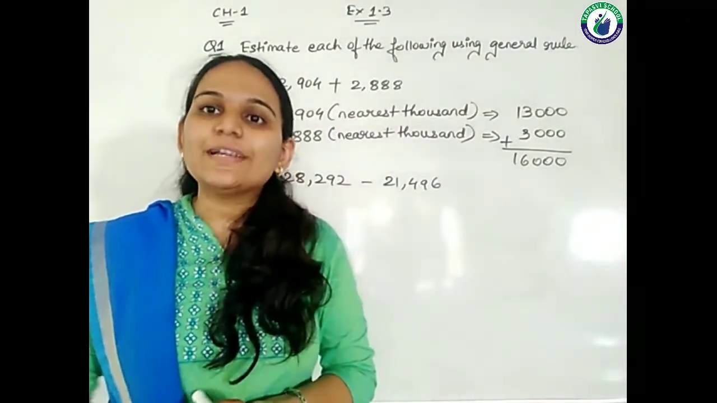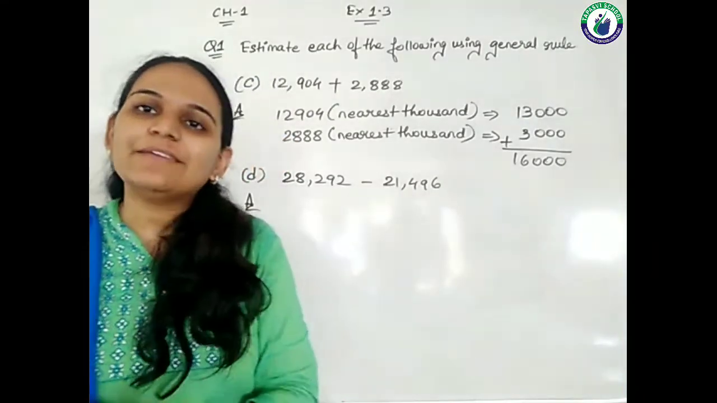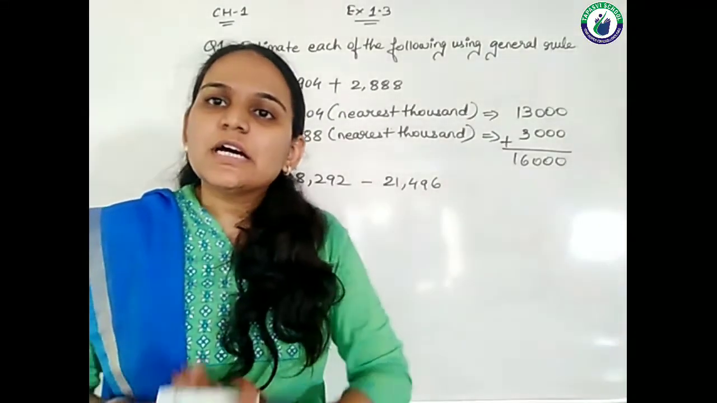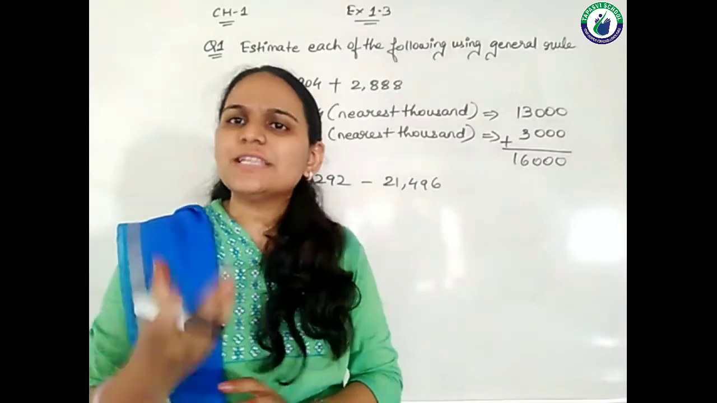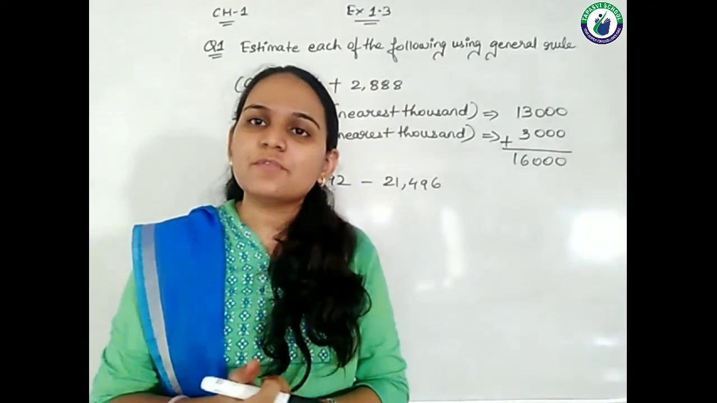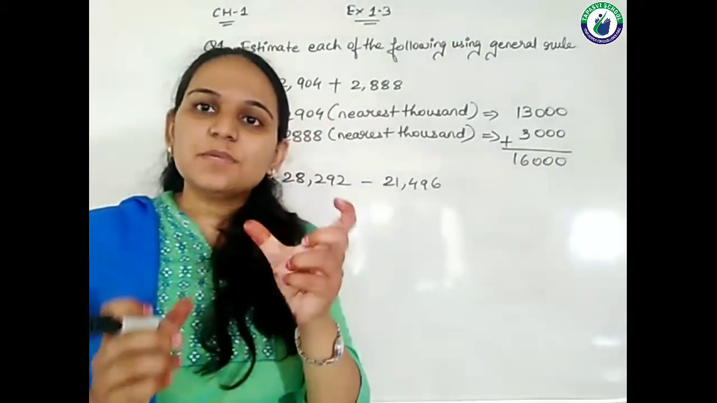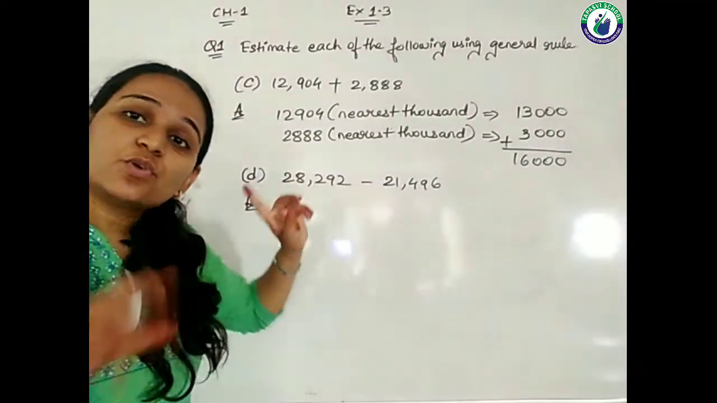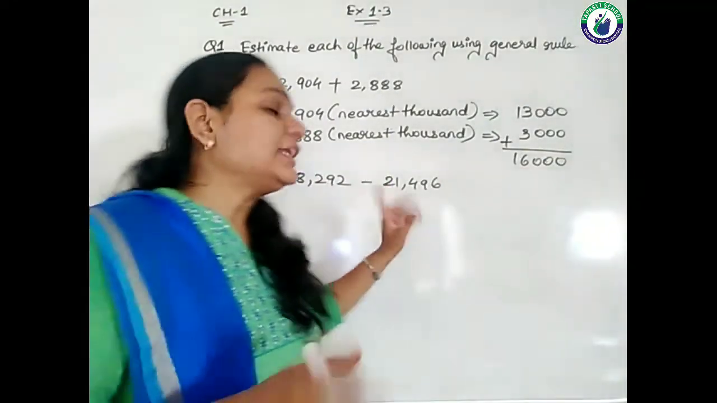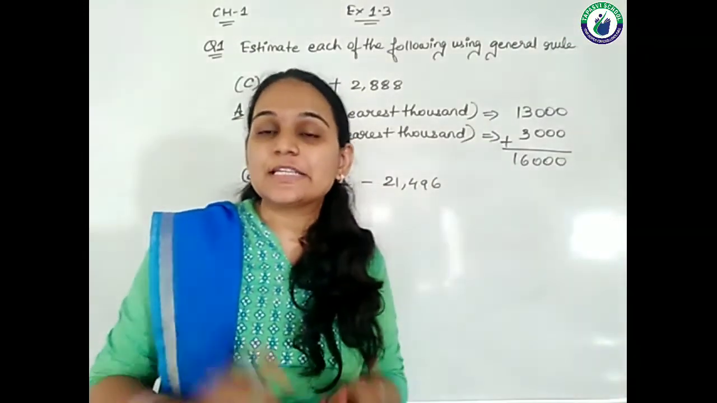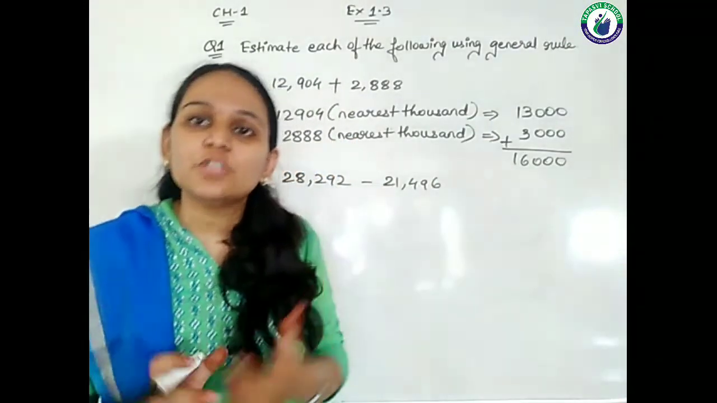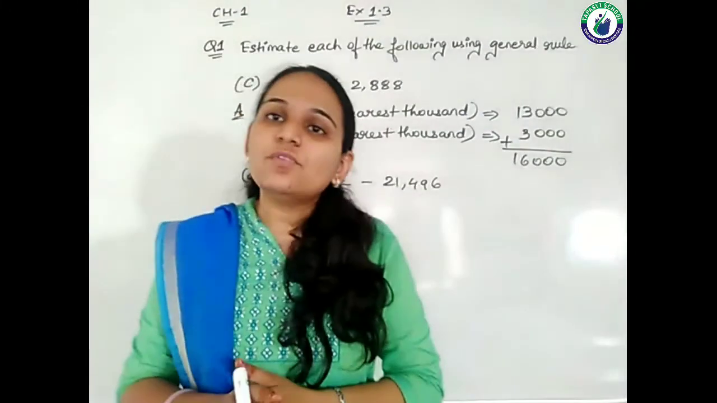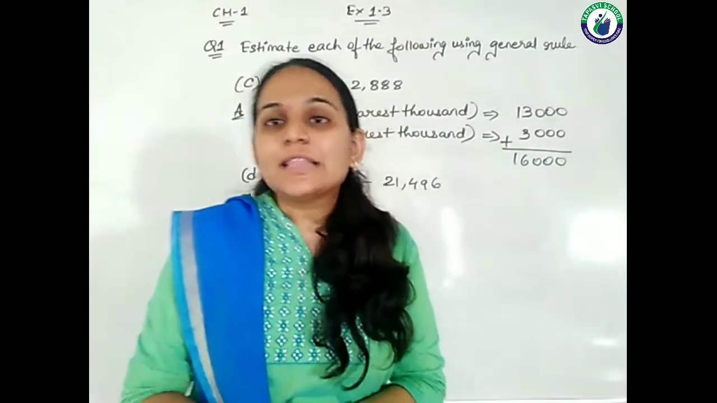At that point of time, I had told you that if both the numbers are having the same number of digits, so what you can do, just see how you speak the numbers, right? How you speak the entire number. So it is 28,292. Here also it is 21,496. So here you speak both the numbers as thousands. So we'll round both the numbers to the nearest 1000.